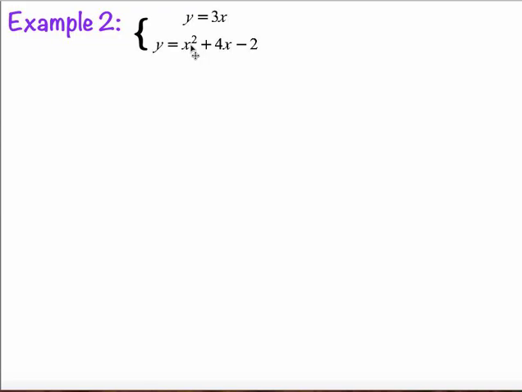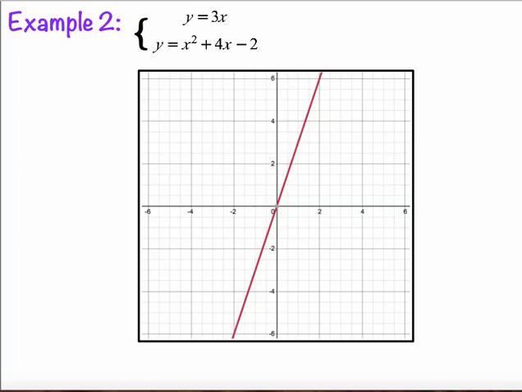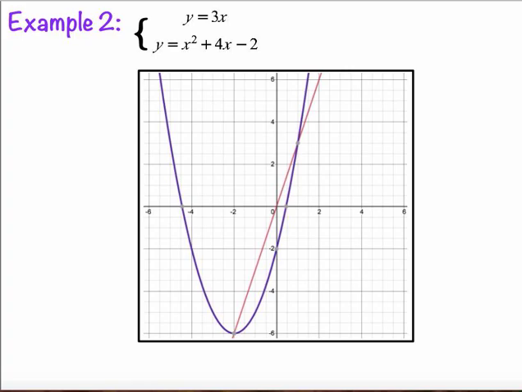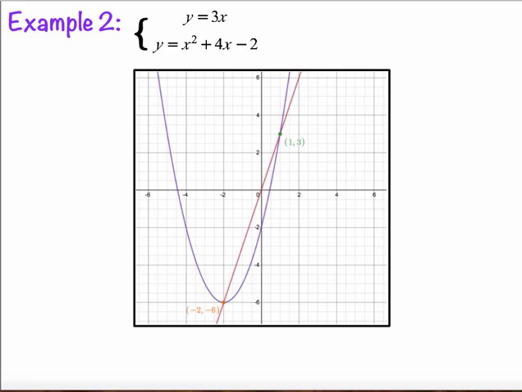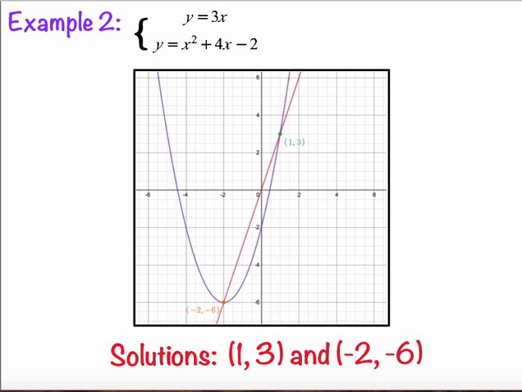In example 2, our first equation is linear and our second is quadratic. Let's put the linear equation on a graph, then our quadratic function. And now you can see that these two functions intersect at two distinct points, the point (1, 3) and the point (-2, -6). That means we have two real solutions and both points need to be listed.